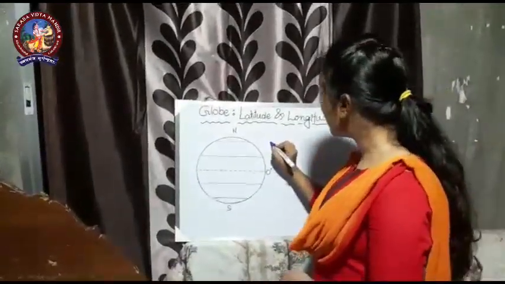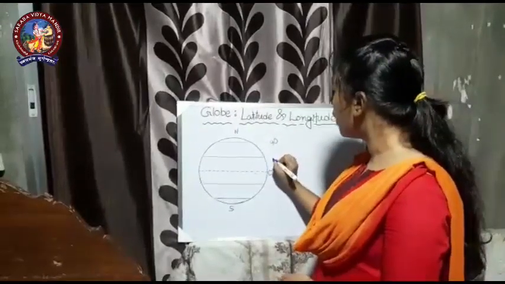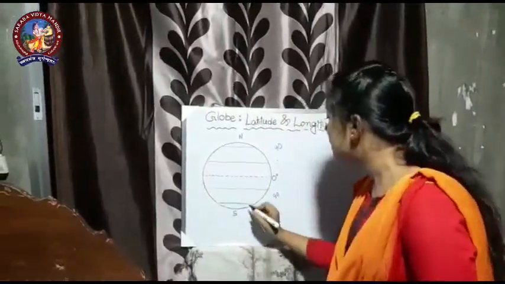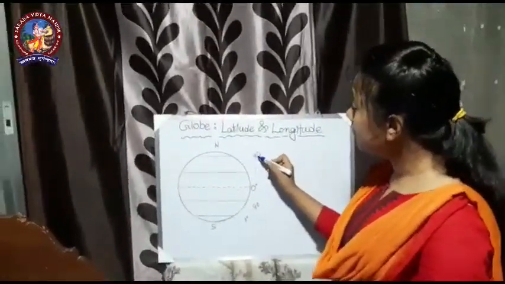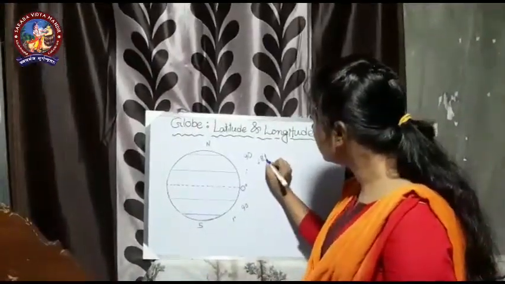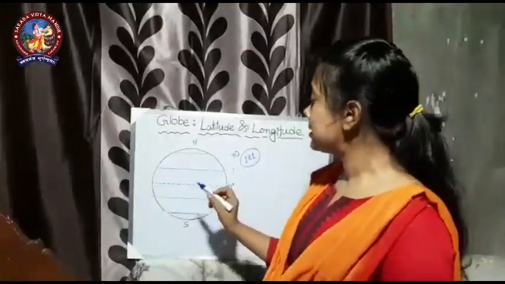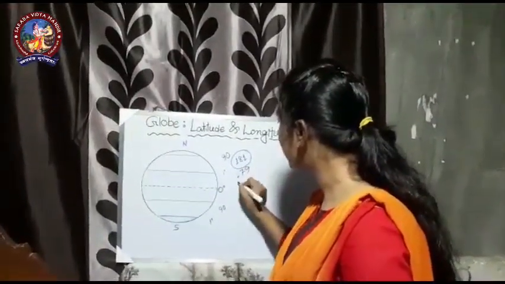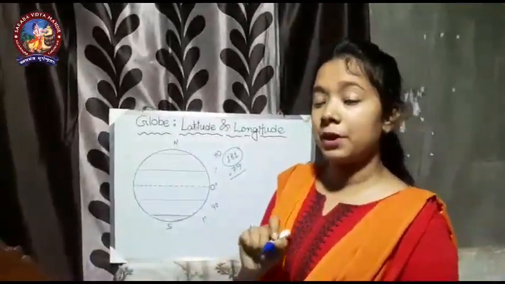For north, we have 90 latitudes in the interval of 1 degree each. For the south also, we have 90 latitudes in the interval of 1 degree. So, we are having actually 181 latitudes. But sometimes it's considered as 179. So, why is it considered as 179? We'll discuss it after some time.